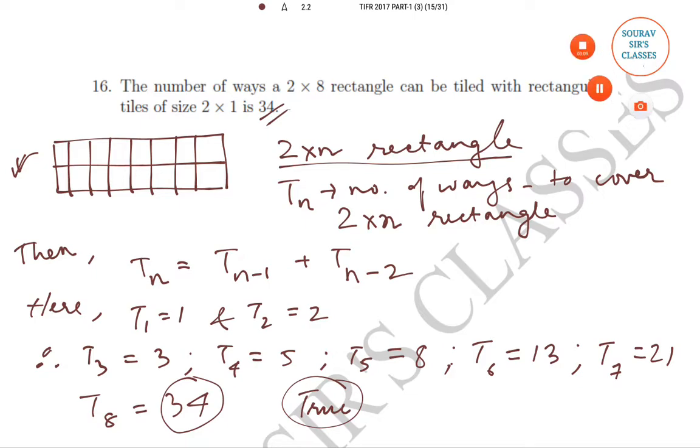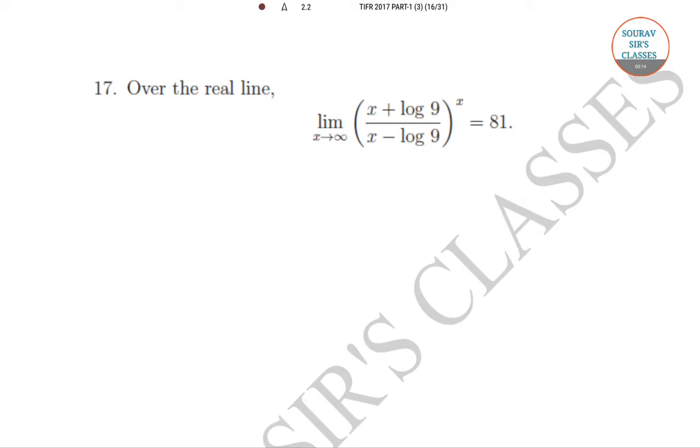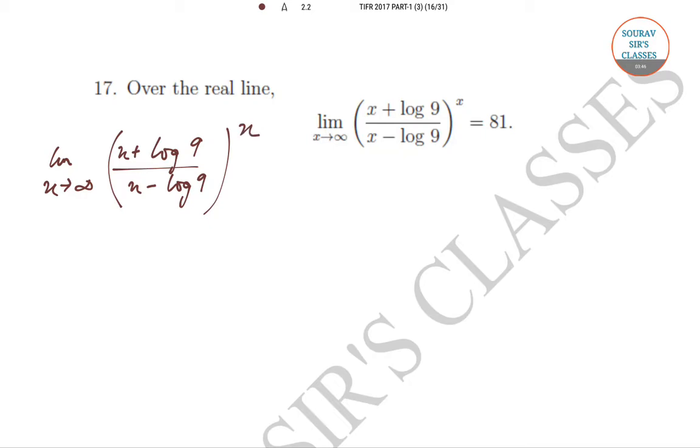Now we solve the next question, which is question number 17. In question number 17, it has been asked whether over the real line the limit x tends to infinity of (x plus log n by x minus log n) whole to the power x is equal to 81, and whether this statement is true. Now let's begin. We have to find the value of limit x tends to infinity (x plus log n by x minus log n) whole to the power x. Let this value be equal to L.